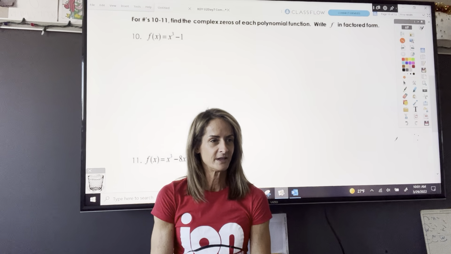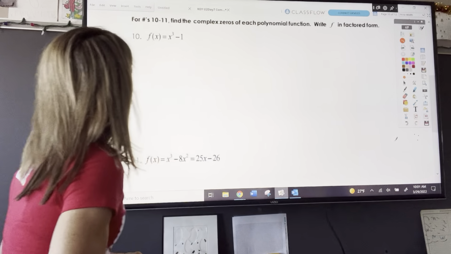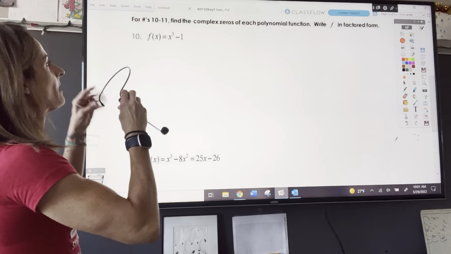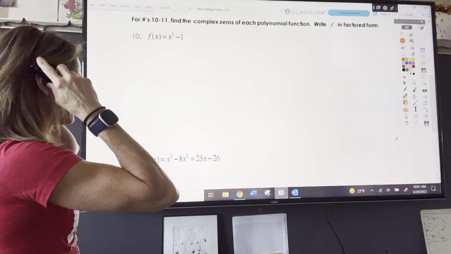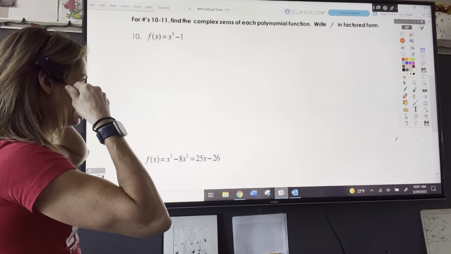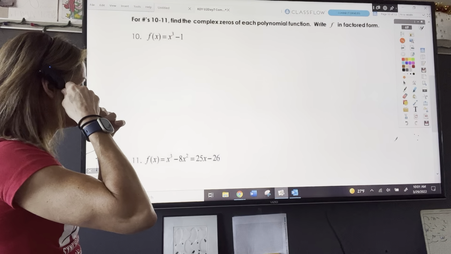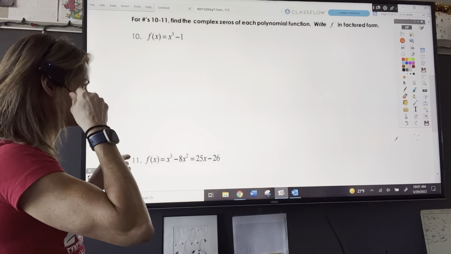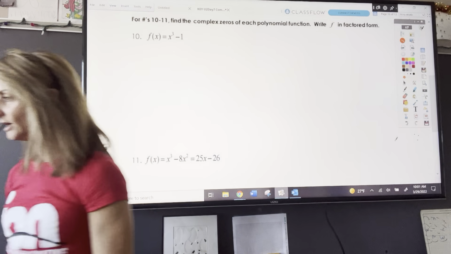Today we are going to be doing 2 problems from the worksheet that I will attach. So we're going to find the complex zeros of each polynomial function, and then we are going to write it in factored form. Now, yes, we're going to do problems 10 and 11. Problem number 10 can actually be factored from the start, but we're just going to pretend like we don't remember how to factor since we pretty much didn't have Algebra 2 last year, and go from there.